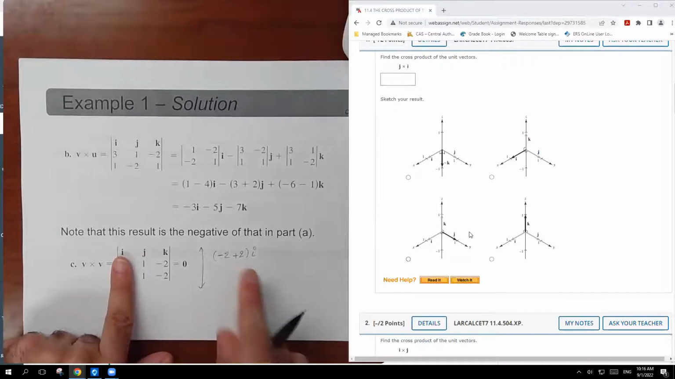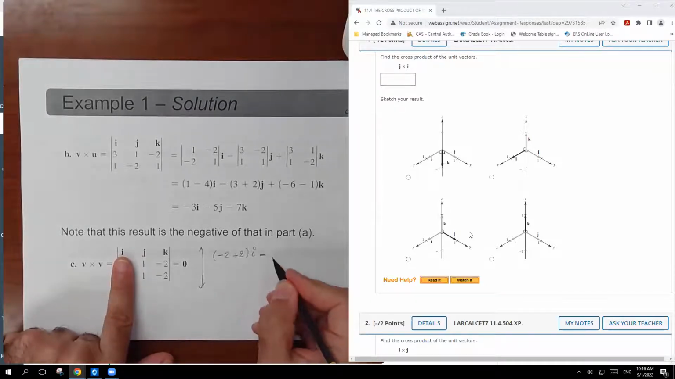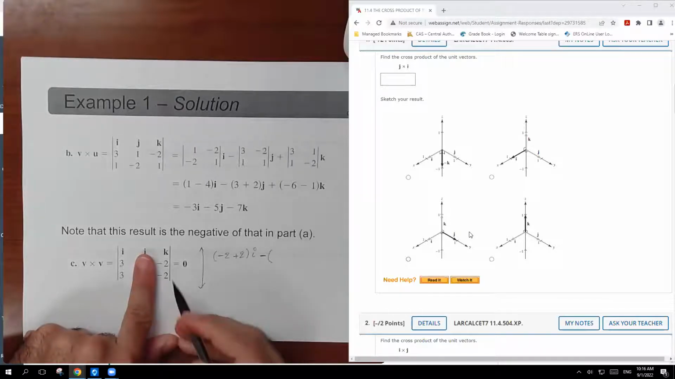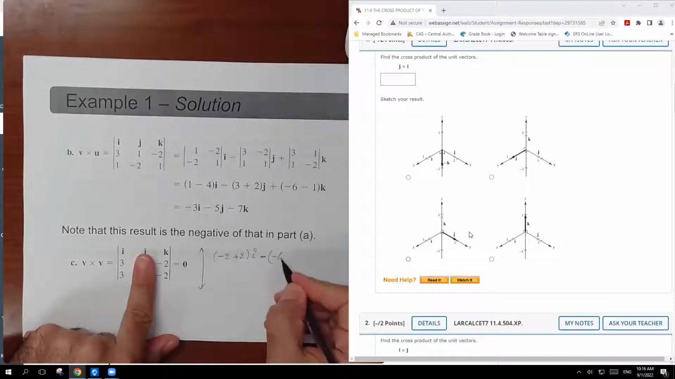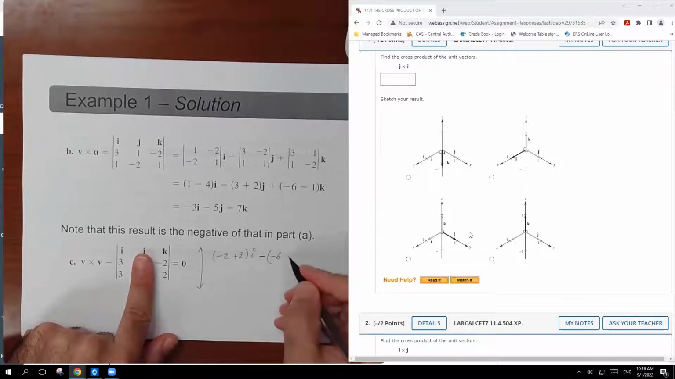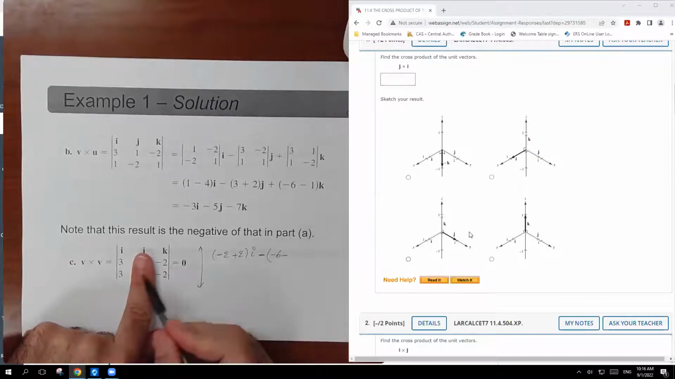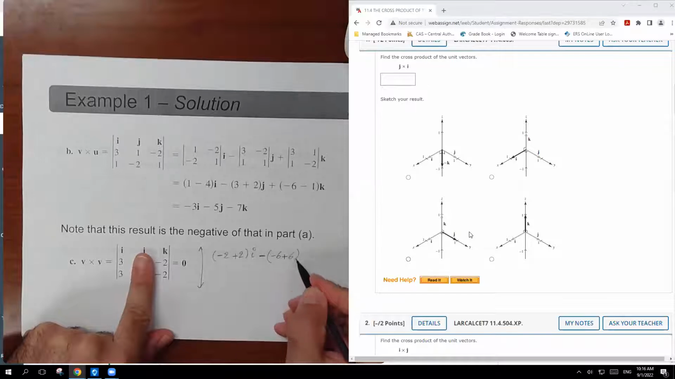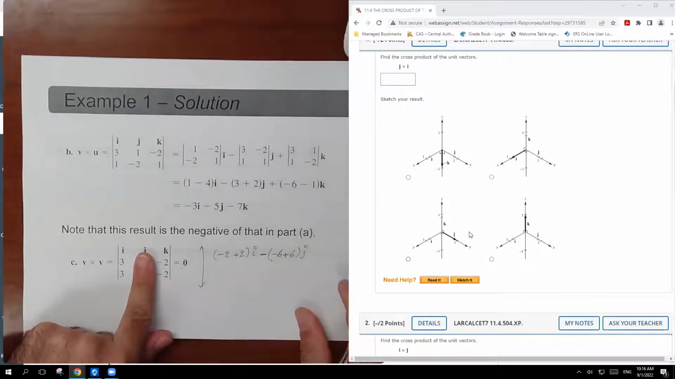Let's go to the J. It's minus. I'm going to hide the J. Let's check the J. 3 times -2 is going to be -6. Minus -2 times 3 is going to be -6. And there is minus, so it's going to be +6. This is for the J.